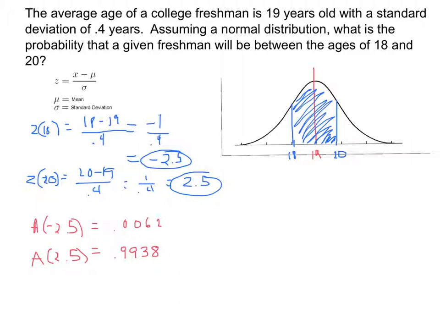From my chart, I found that the area for the z-score negative 2.5 is 0.0062, and the area for the z-score 2.5 is 0.9938. What does that mean? That means that if we're looking at the area from 0 to 18, that's going to be the area 0.0062. And if we're looking at the area from 0 to 20, that's going to be the area 0.9938.